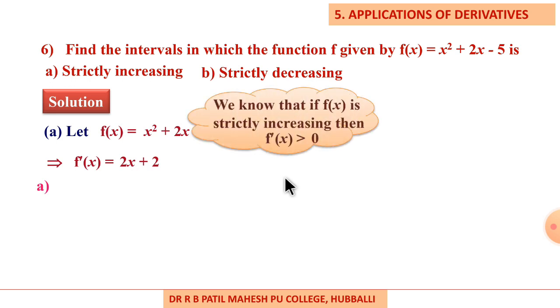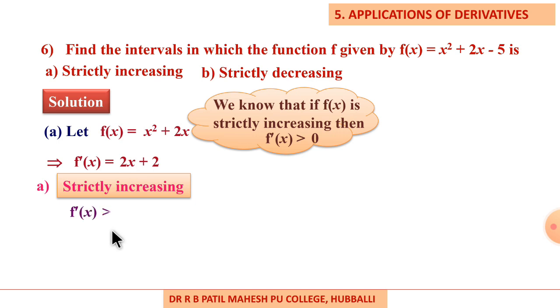Now if you want to verify strictly increasing, you have to take f dash of x greater than 0. Here a linear term is there, so directly you can use this inequality. So we take f dash of x greater than 0, then 2x plus 2 is greater than 0, then 2x is greater than minus 2, and next x is greater than minus 1.